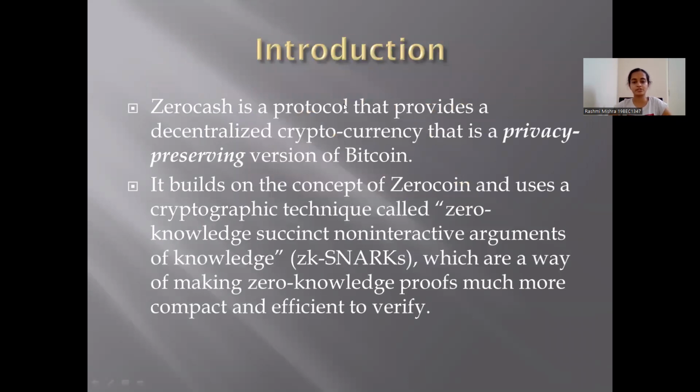Introduction. Zerocash is a protocol that provides a decentralized cryptocurrency that is a privacy-preserving version of Bitcoin. It builds on the concept of Zerocoin and uses a cryptographic technique called zero-knowledge succinct non-interactive arguments of knowledge (ZK-SNARKs), which are a way of making zero-knowledge proofs much more compact and efficient to verify.